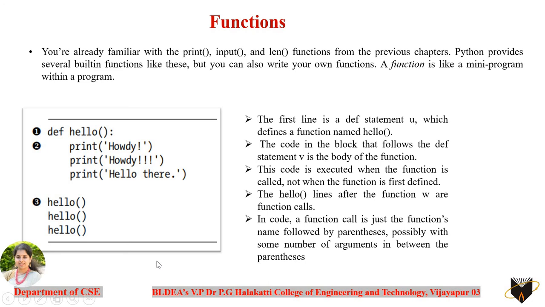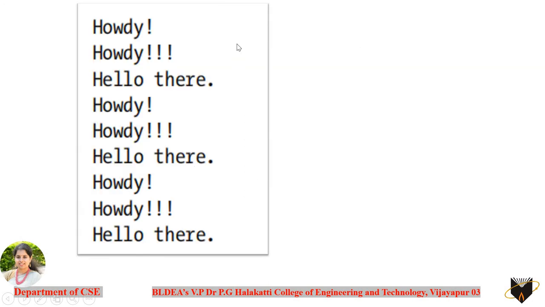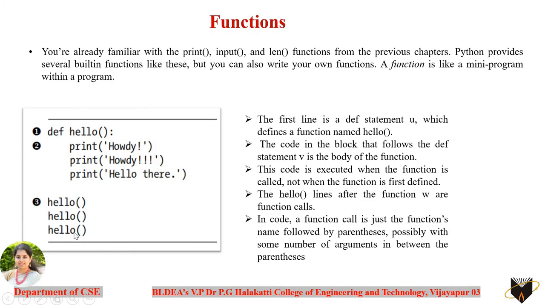Let's see what output we'll get for it. Here you can see howdy hello there. This is the first execution. Howdy hello there. This is the second execution. Howdy hello there. This is the third execution. Why has it been executed three times? Because in this example it has been called three times.